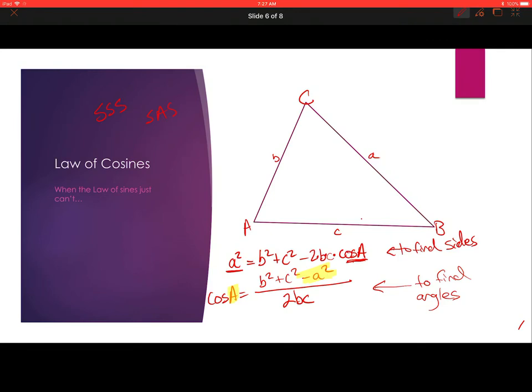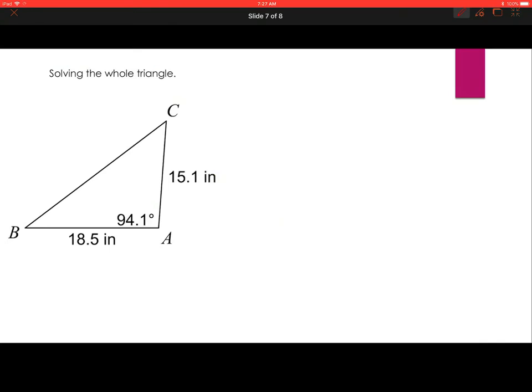Basically, all we're going to do is plug and chug on this. So I've got a couple of examples that I want to work for you. Let's look at them. Solve the whole triangle. Okay, to solve this one, this is a side angle side problem. We have a side, an angle, and a side. Again, there's no way to use the law of sines on this because we don't know side A and we don't know angle C or angle B. So what we're going to do is solve for side A. If we solve for side A, then it's real easy.